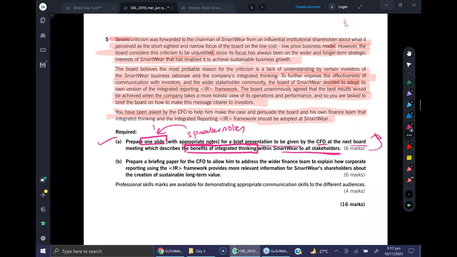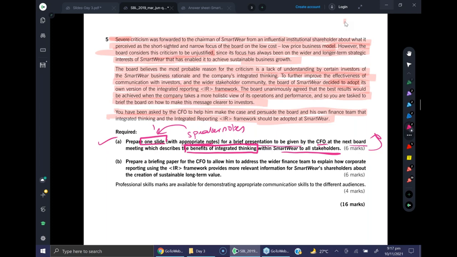So that is the idea behind integrated reporting. Is this requirement clear? And you can see that there are 6 marks available for one slide. So you can have 4 to 5 or 6 possible bullet points of advantages. And then you can explain those advantages, maybe 5, one by one in the speaker notes.